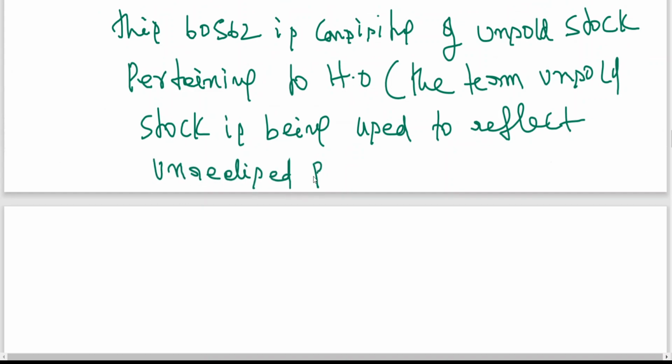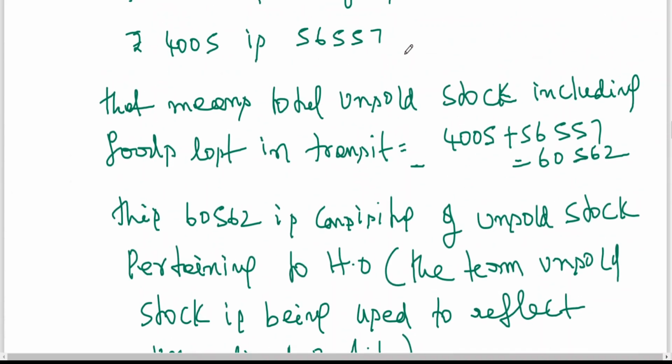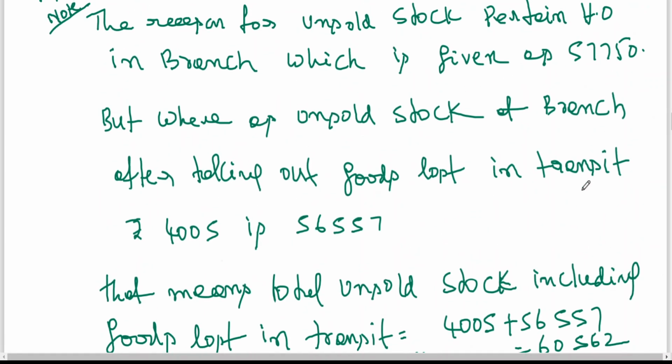This is for explanation. No need to worry about it, you have done the problem. If you don't observe it, leave it. Just for those who are having any doubt. So 60,562, and further 57,750. Now the difference is the purchase stock is unsold. You are having two stocks in the branch. Purchase stock, now we can say purchase stock is sold, purchase stock is unsold, goods received from head office is unsold.